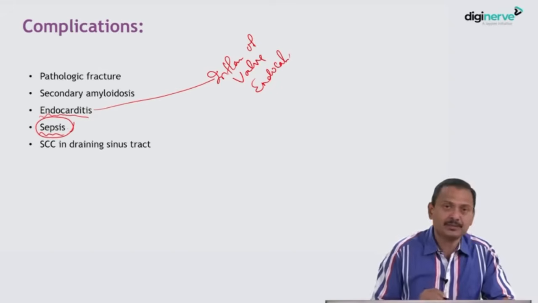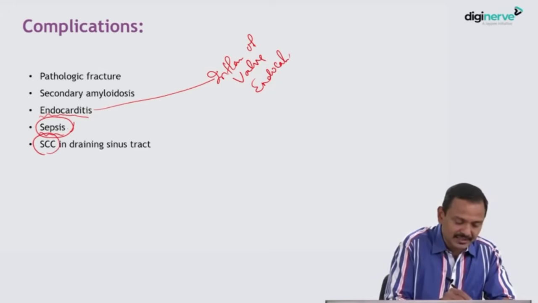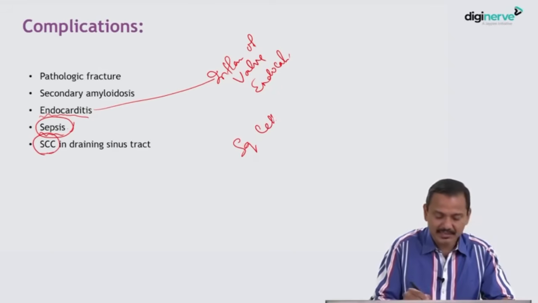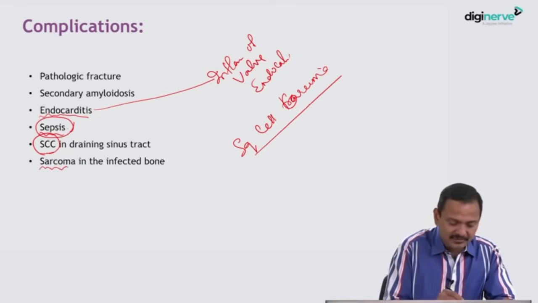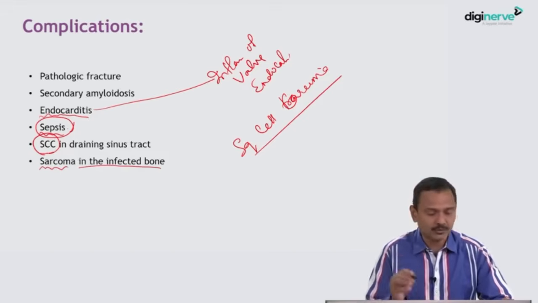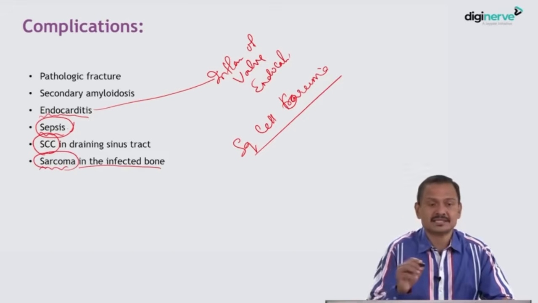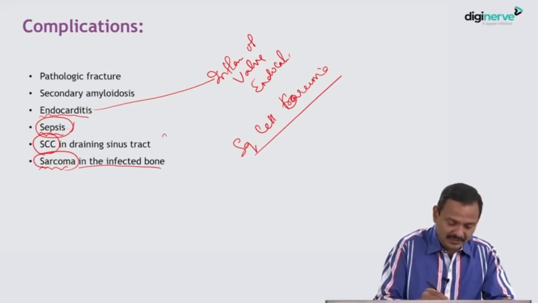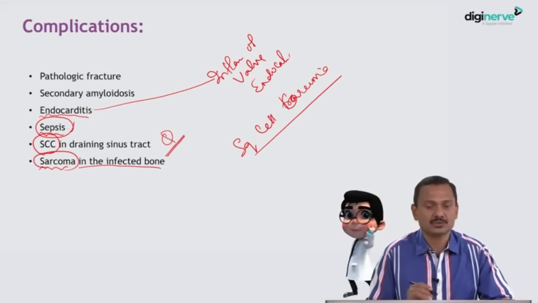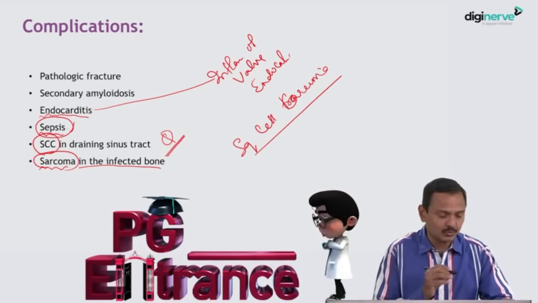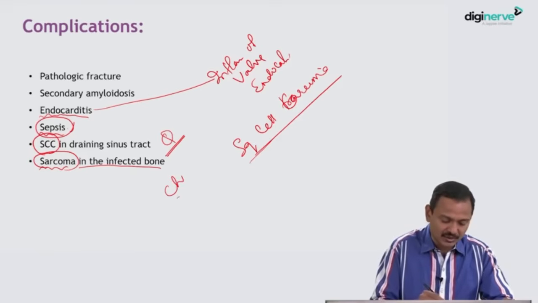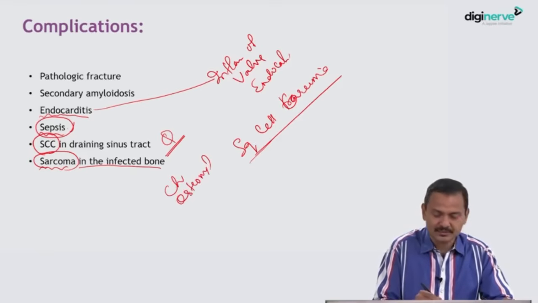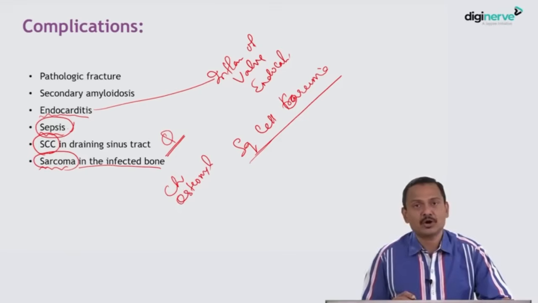The most important complication from the sinus tract is squamous cell carcinoma. Okay? So squamous cell carcinoma comes from the sinus tract, whereas sarcoma develops in the infected bone. The bone will develop sarcoma, the sinus tract will develop squamous cell carcinoma. This you may get as an objective or MCQ. You have to remember this. These are the two malignancies, SCC and sarcoma, that develop in relation to chronic osteomyelitis. Okay? So that was about complications.